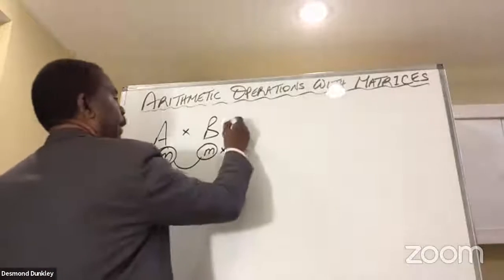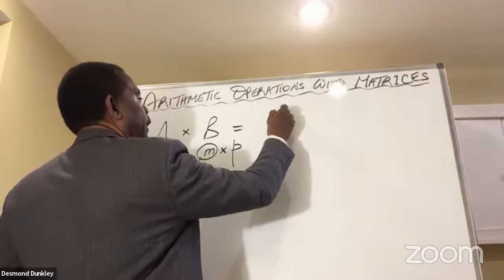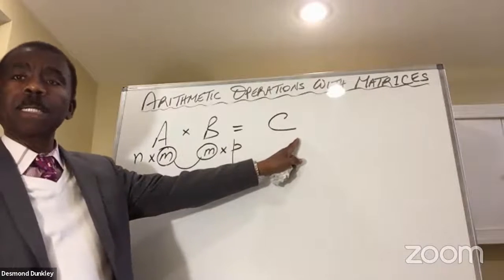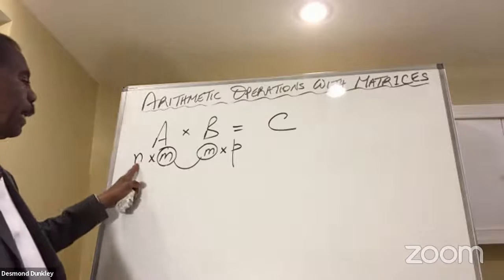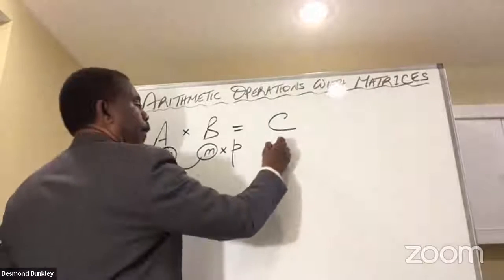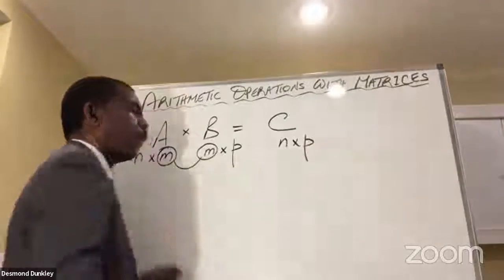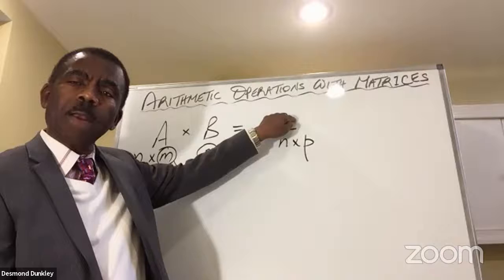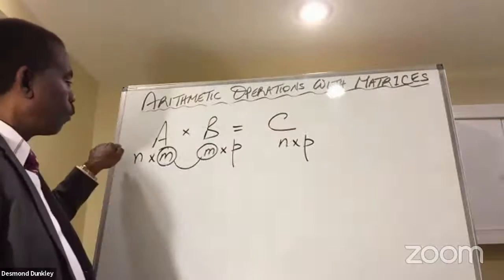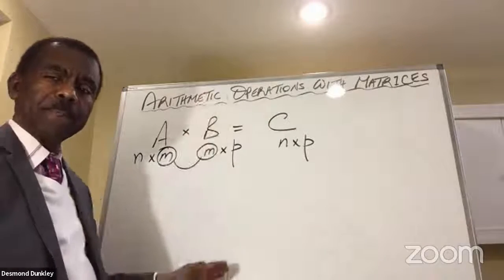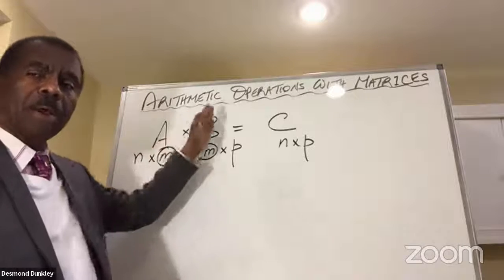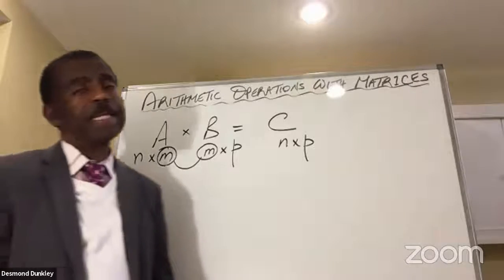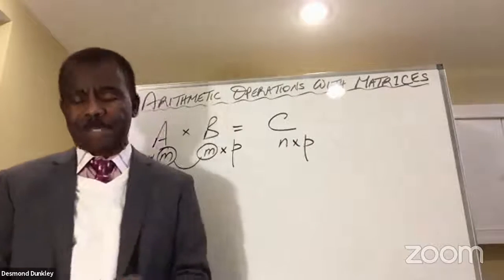And we discovered that if that's equal to C, then the size of the resulting matrix is going to be N by P. And then we discovered that each entry in the product is obtained by taking rows times columns. Rows from A, columns from B. That's how we get the result for C.